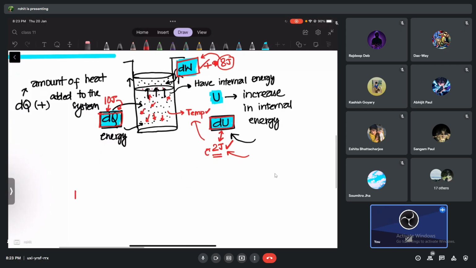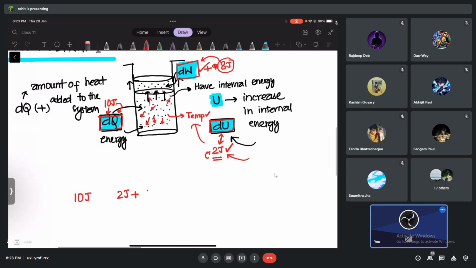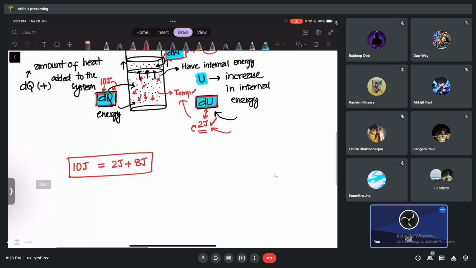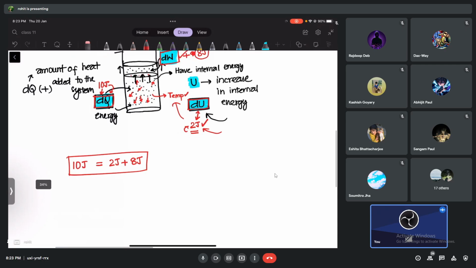The gas gains how much energy? 10 joules. Out of this 10 joules, how much energy was used by the gas to increase its own internal energy? 2 joules. Plus, how many joules was used by the gas to do work? 8 joules. Do you agree this equation makes sense? Obviously, 10 is equal to 2 plus 8.